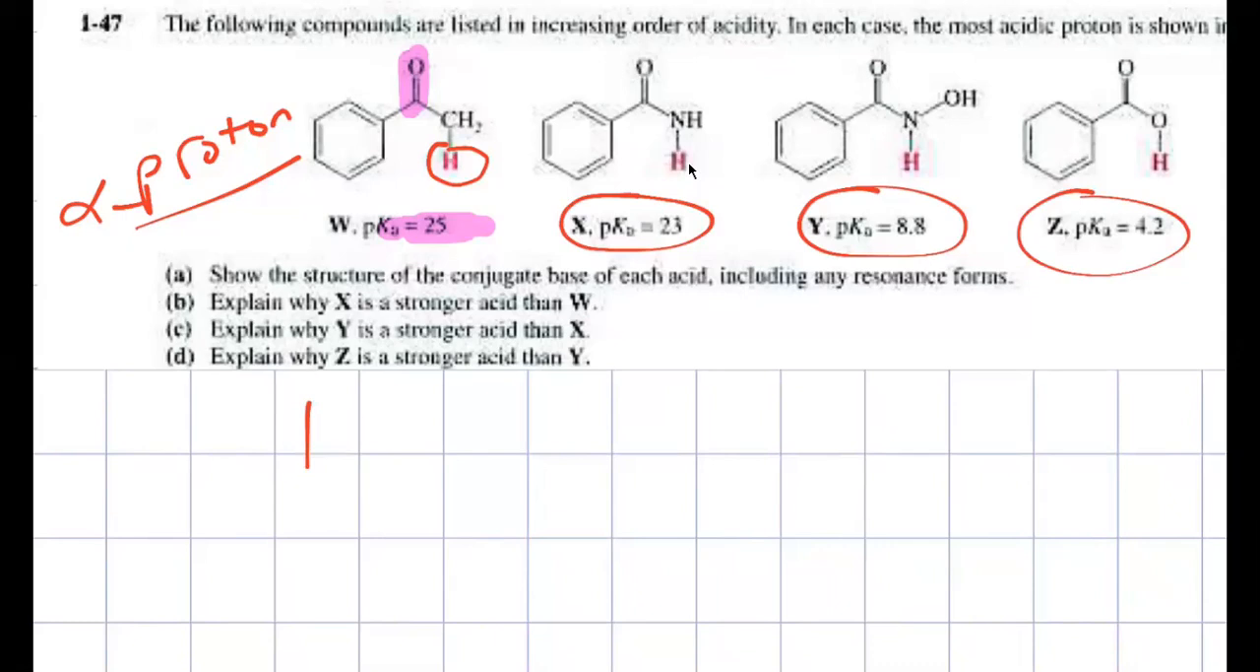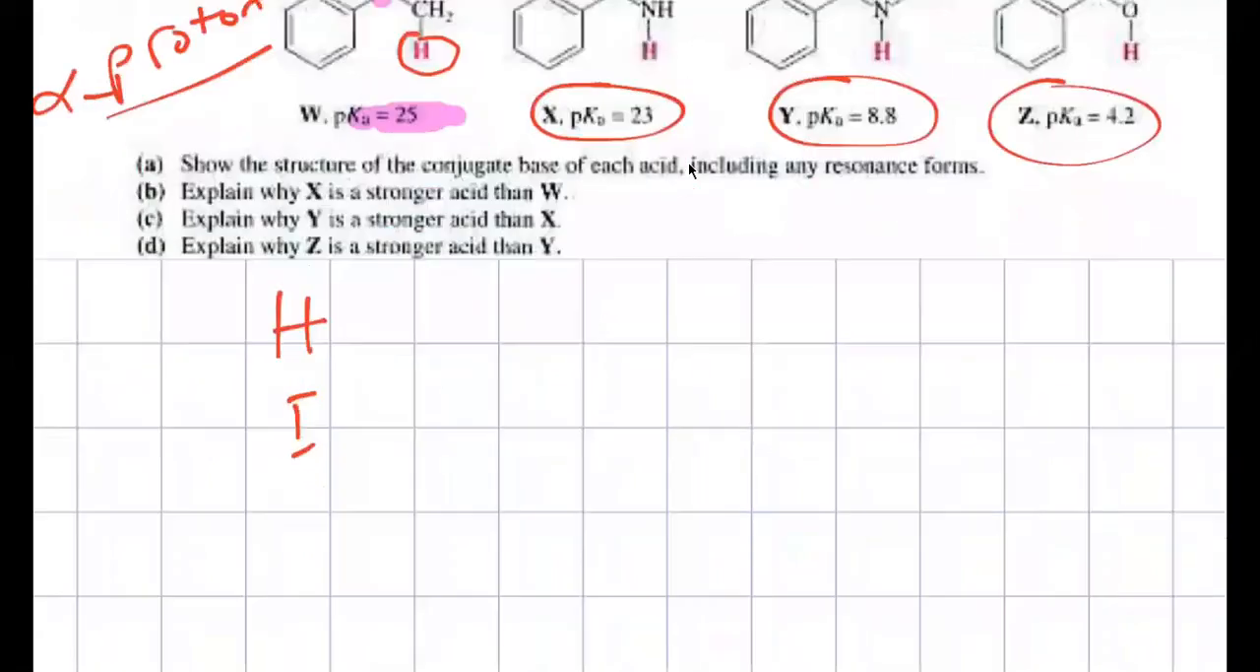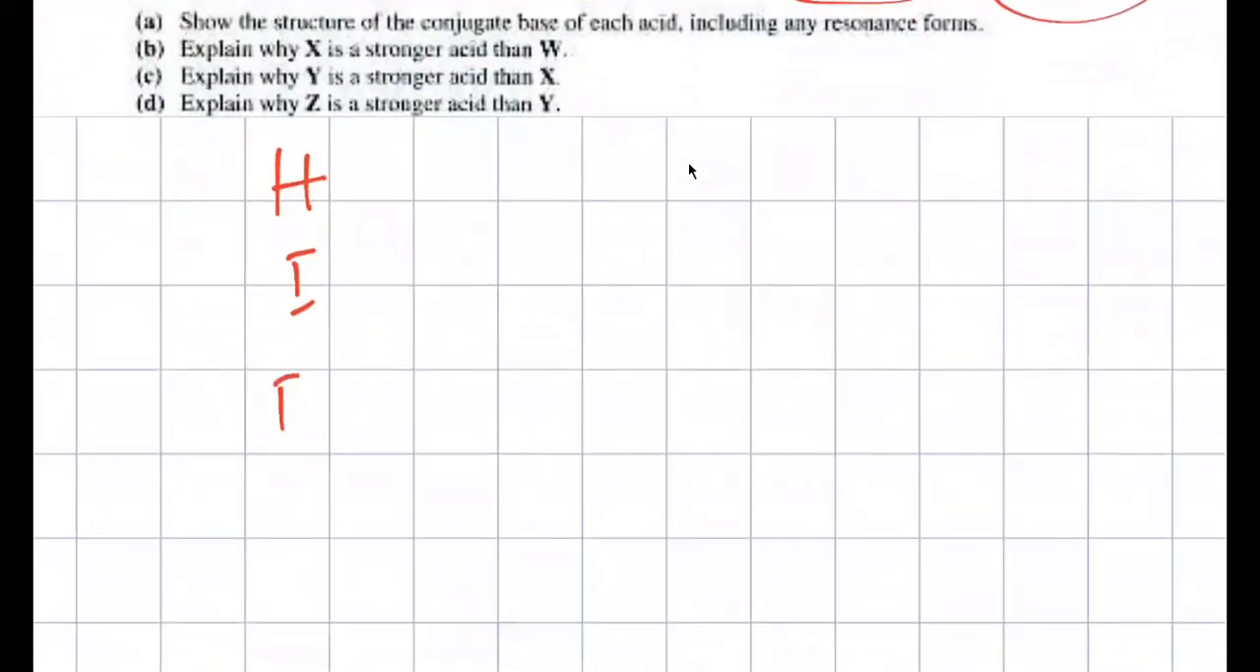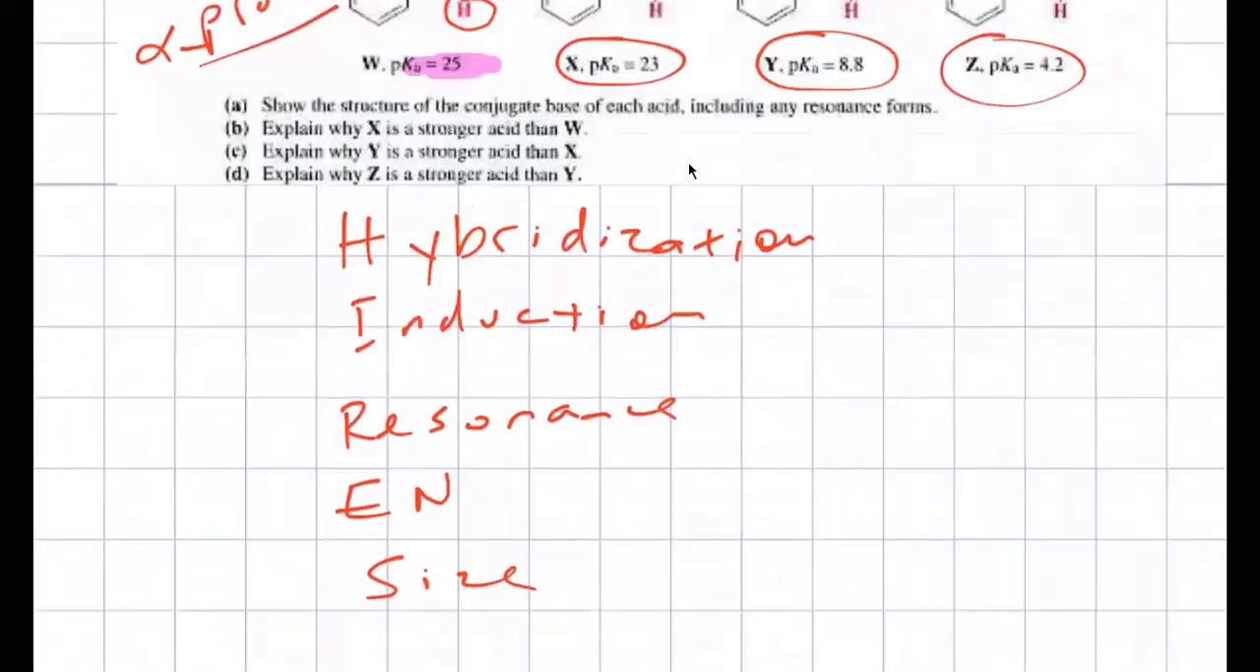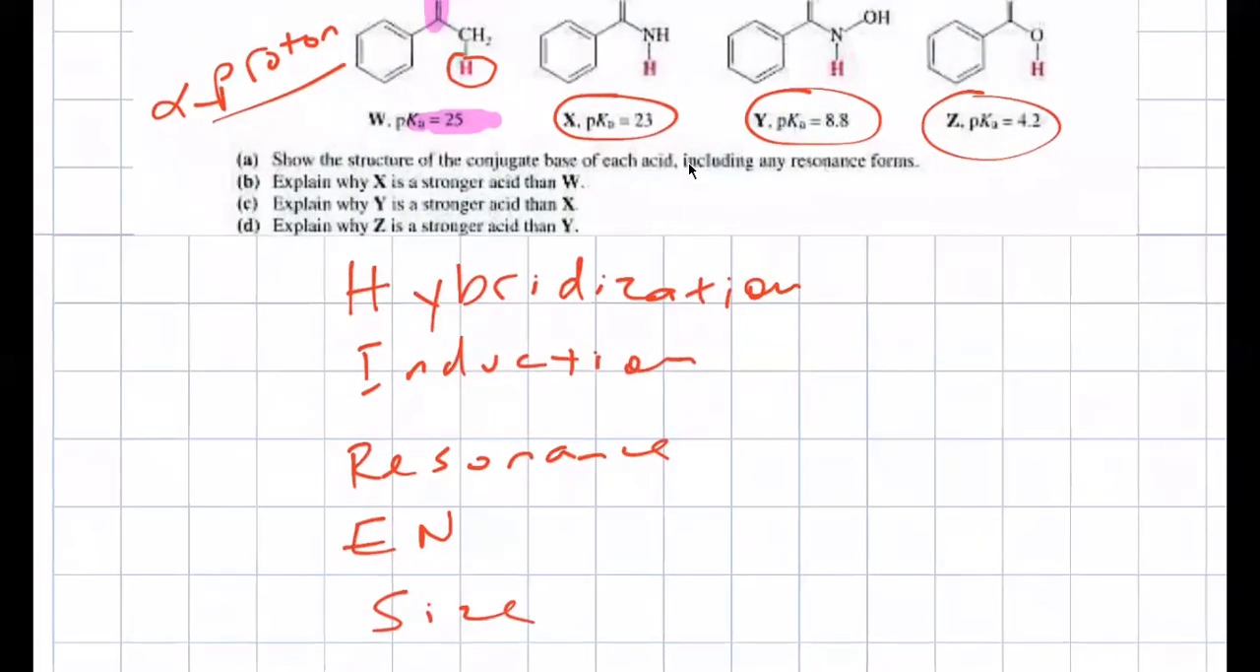And a way to think about this. These are the factors that you're comparing when you talk about conjugate base stability. Hires, right? So it's hybridization, induction, resonance, electronegativity, and size. Those are your factors that stabilize a conjugate base.